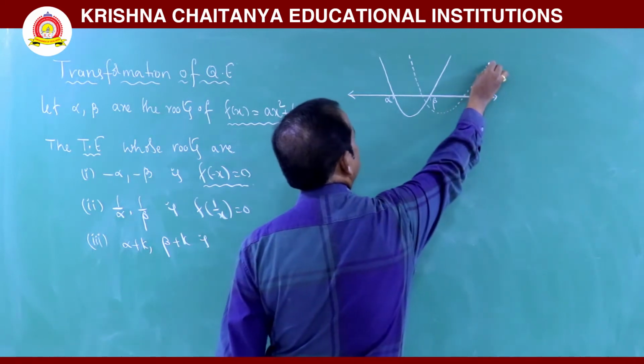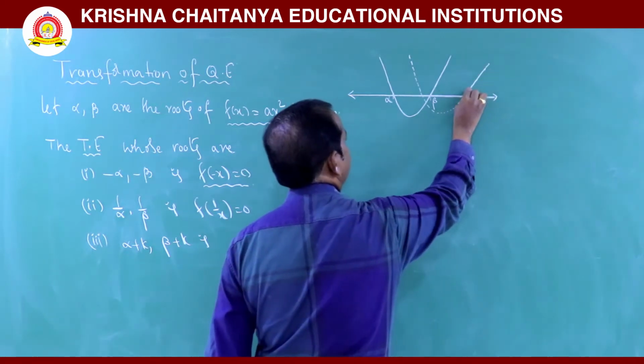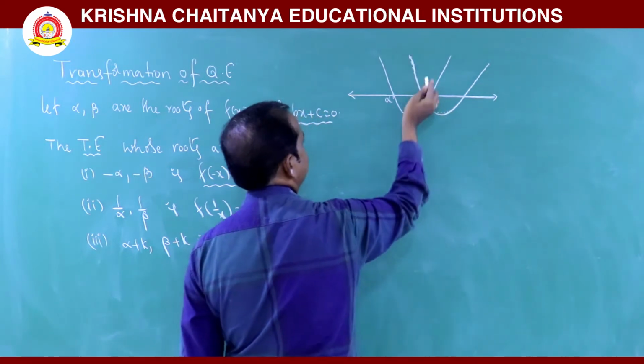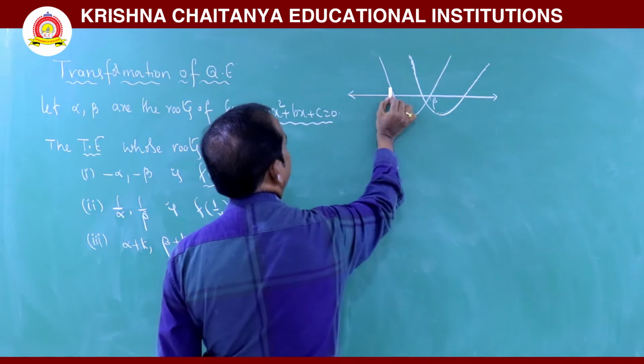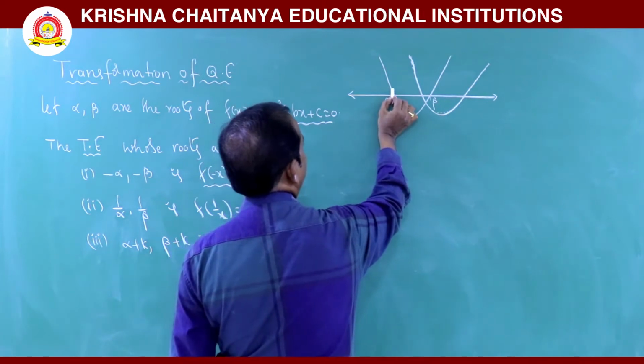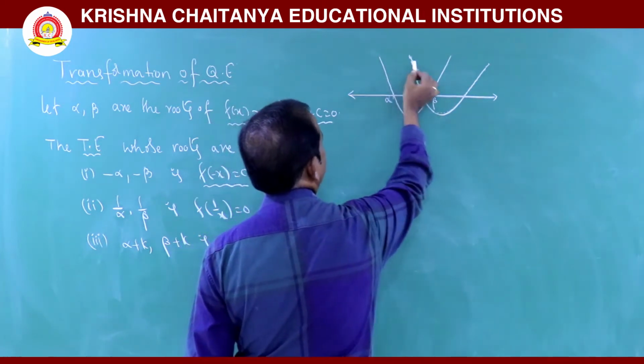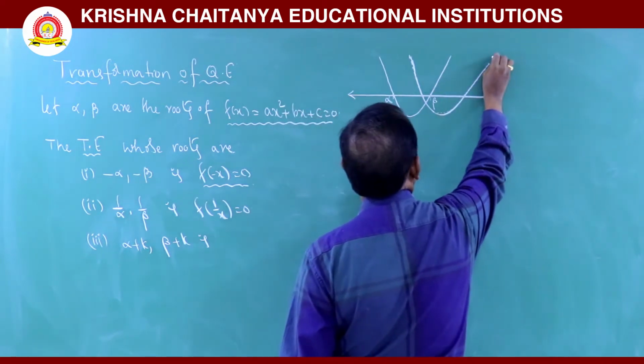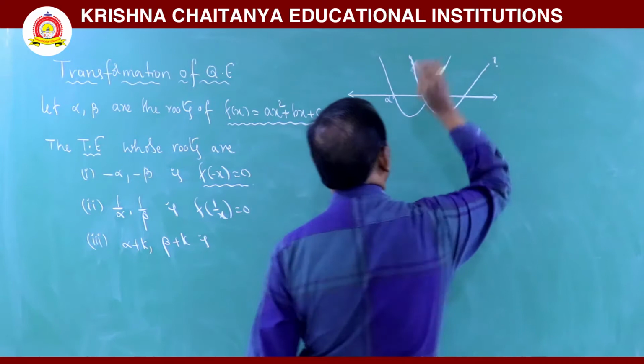We need this quadratic equation. How to get it? Indirectly, every point on this curve is increased by k. What is this required quadratic equation?